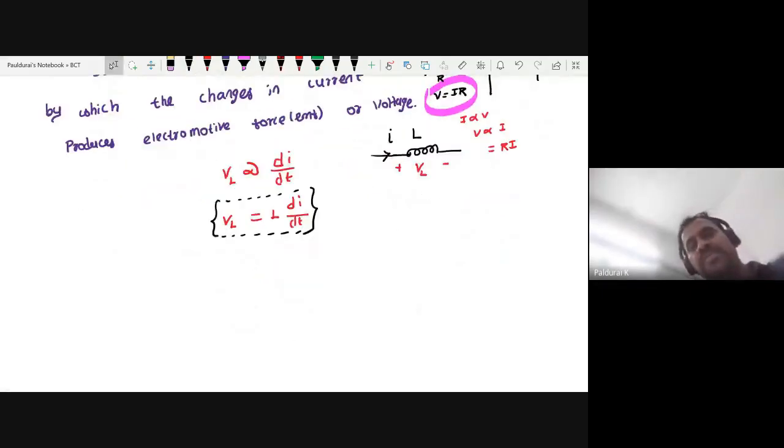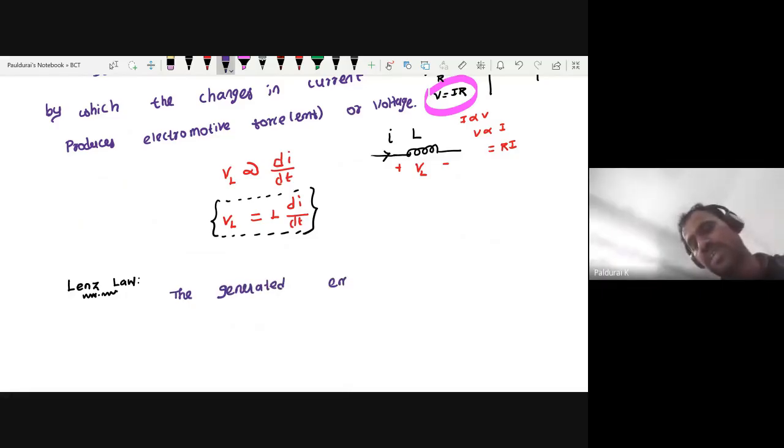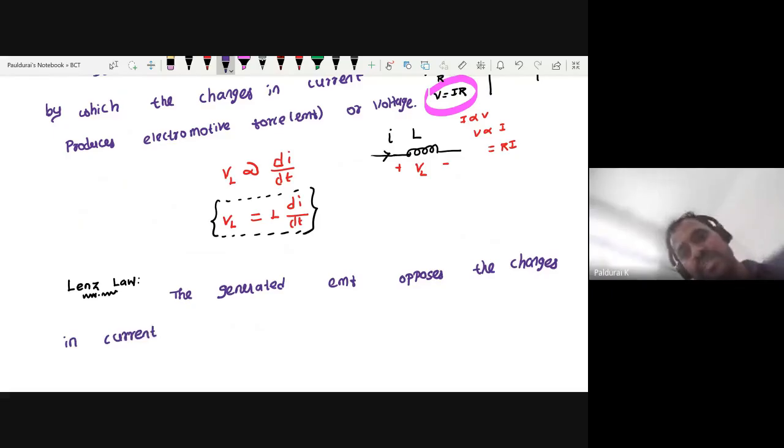But you know Lenz's law. Have you heard about Lenz's law? Just for your knowledge, what does it say? Lenz's law says the generated voltage or EMF opposes the change in current. Actually, how was the voltage generated? Because of the change in current.